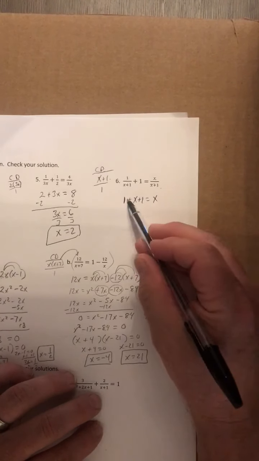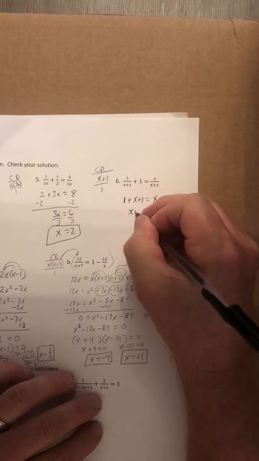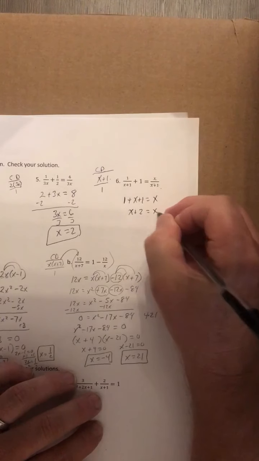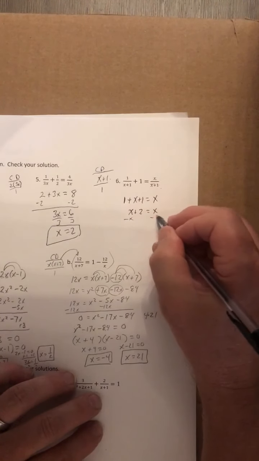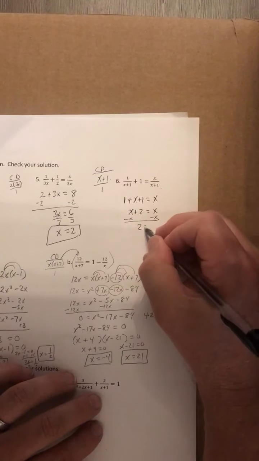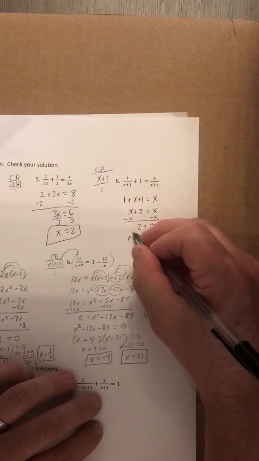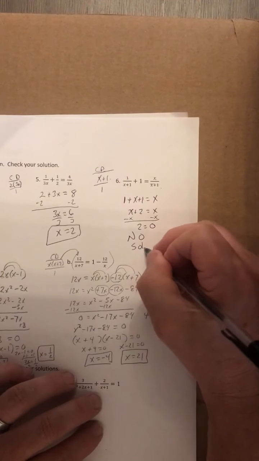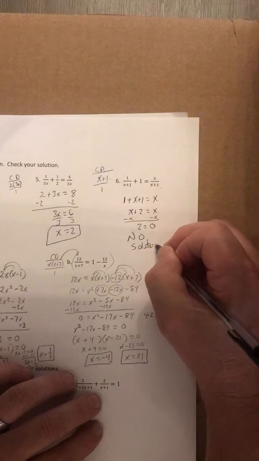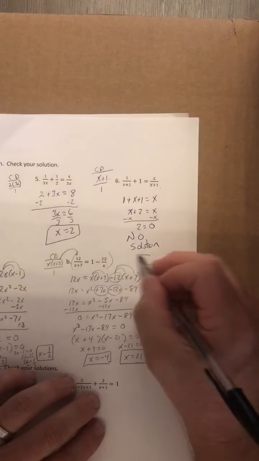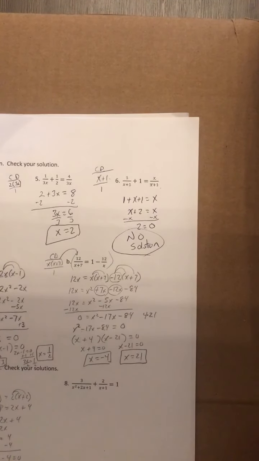Alright, combine our like terms, I got x plus 2 equals x. Subtract x from both sides, and we get 2 equals 0, so that tells us no solution. Alright, and that was your 6 problems for your try.